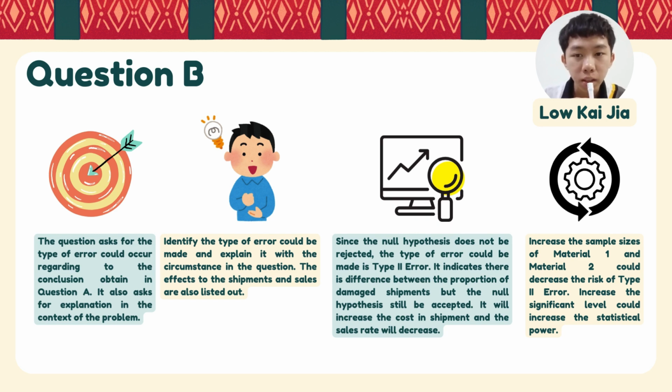In question B, since the null hypothesis is accepted, the type 2 error may occur. In this situation, the cost for the shipment of vessels will increase and affect the sales of the vessels. To avoid this situation, an increase in sample sizes or significance level is recommended. Increase in sample sizes ensures the information is closer to the real situation in the market. Increase in significance level strengthens the statistical power and reduces the risk of getting the type 2 error.